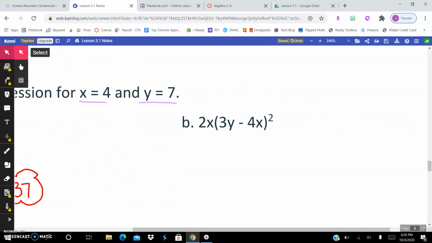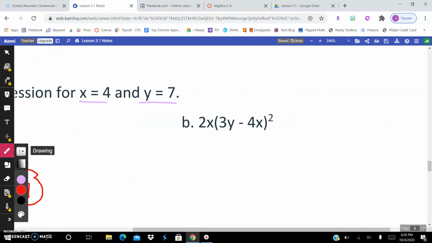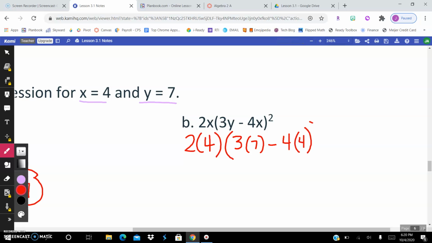And then for this problem that looks just a little bit different, we are going to again plug in the 4 for the x and 7 for the y. So we're going to have 2 times 4. And then inside the parentheses, we're going to have 3 times 7 minus 4 times 4. And I'm going to put a second set of parentheses there to close because this right here is just around the 4. This is the opening and this is the closing for this other one. And then squared.